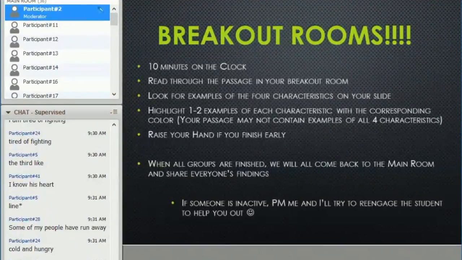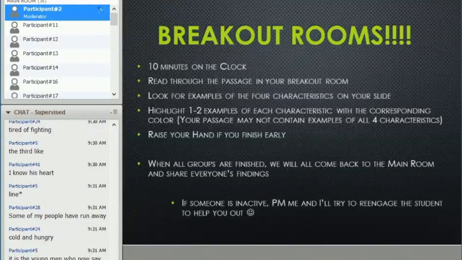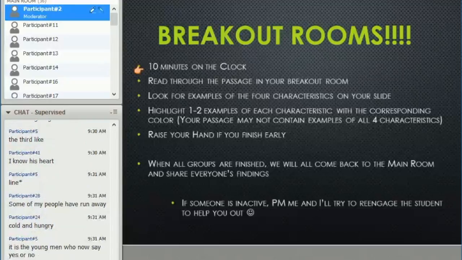Okay, now it's your turn. What we're going to do is I'm going to separate you into breakout rooms. There are 35 of you here, and I've got 5 rooms, so we'll do 7 people to a room. Yeah, 7 people to a room. And I'm going to put 10 minutes on the clock.